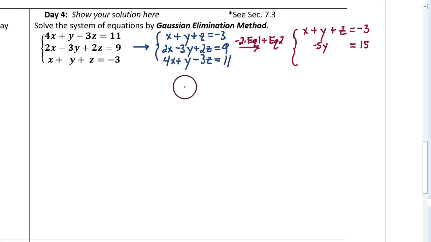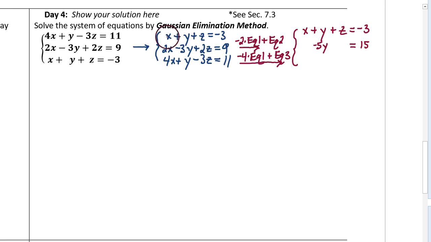Now the next step of Gaussian elimination method is to eliminate this x term. And here's how we're going to do that. I'm going to write down in symbols what I'm going to do to eliminate that 4x term. I'm going to multiply negative 4 to equation number 1 and add that to equation number 3 to create my new equation 3. Let's talk that step through.